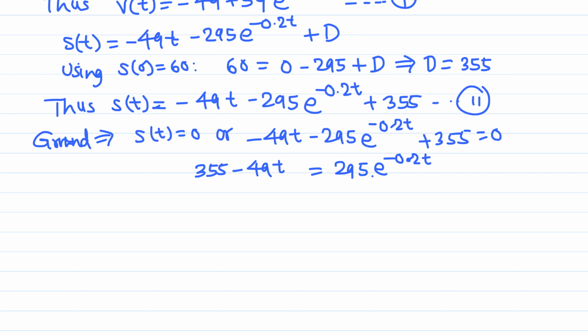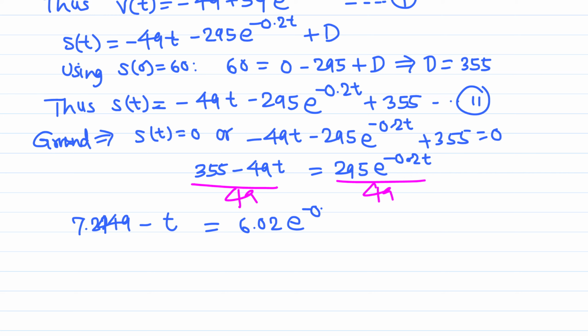But it's too big. Maybe we can make it easier, smaller, just scale down. 49 is the coefficient for t. Let's divide both sides by 49. Or we can divide by 355, it doesn't matter, but I think 49 should be pretty good. So we got 355 over 49, that is 7.2449 approximately, minus t, equals, on the right side, about 6.02 e raised to negative 0.2t. Now just graph this.